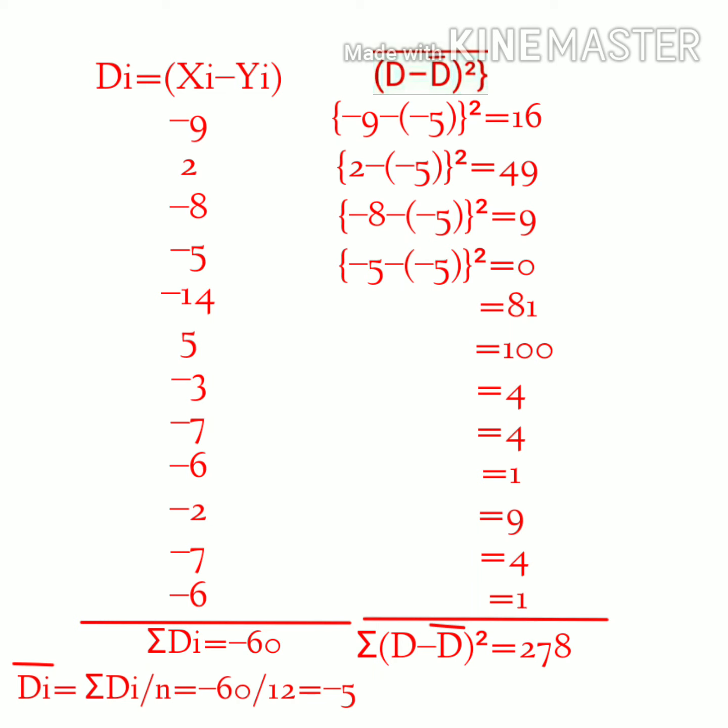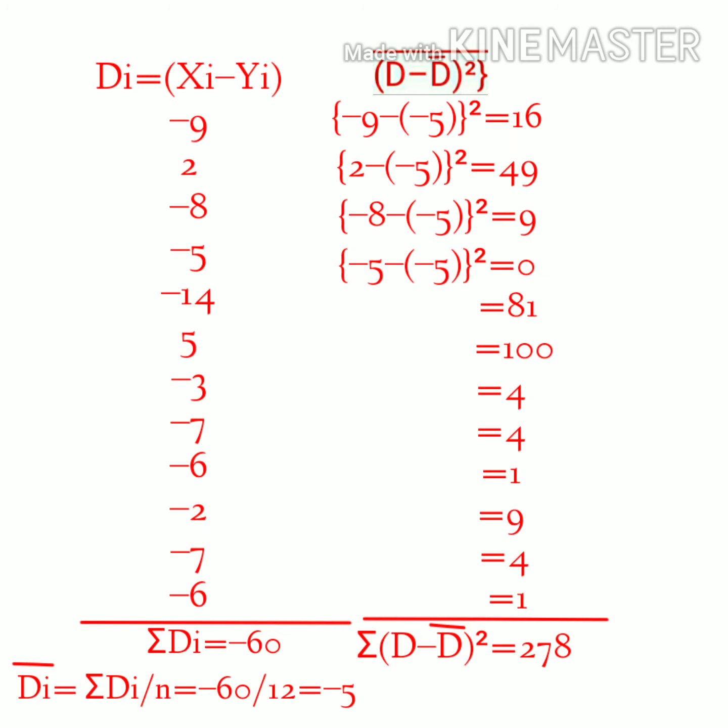Again in the next row we see the value of d equal to minus 5 and the value of d bar equal to minus 5. So minus 5 minus 5 will be minus 5 plus 5. So you get 0. So 0 whole square will be 0. In such a way you will have to calculate the rest of the d minus d bar whole square values. The rest of the values are 81, 100, 4, 4, then 1, 9, 4, 1. So adding all the values of d minus d bar whole square, we get summation d minus d bar whole square equal to 278.